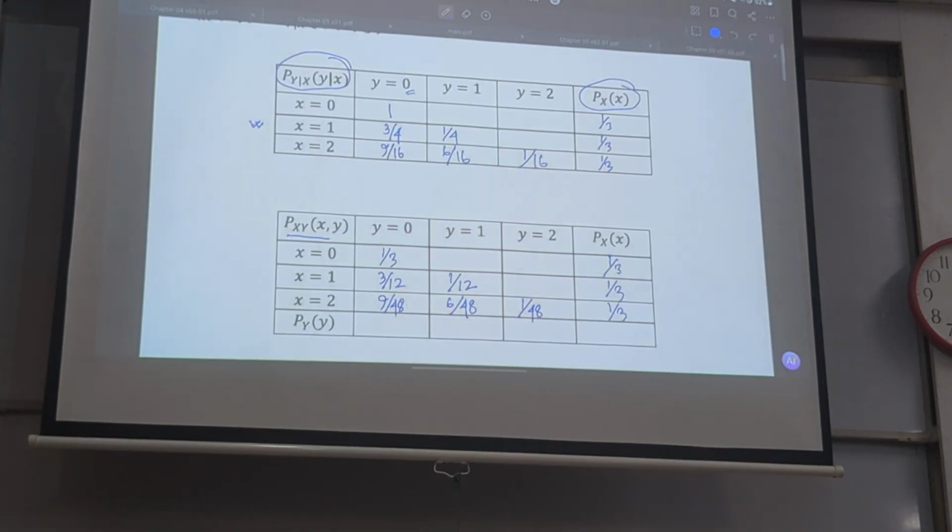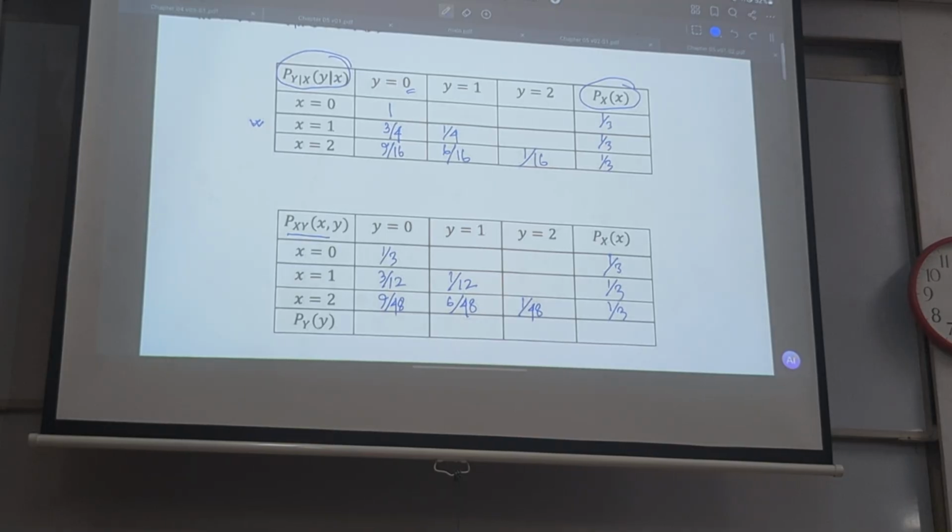We understand it or not? Yes or no? What is it? You can understand it. Let's solve the next one.